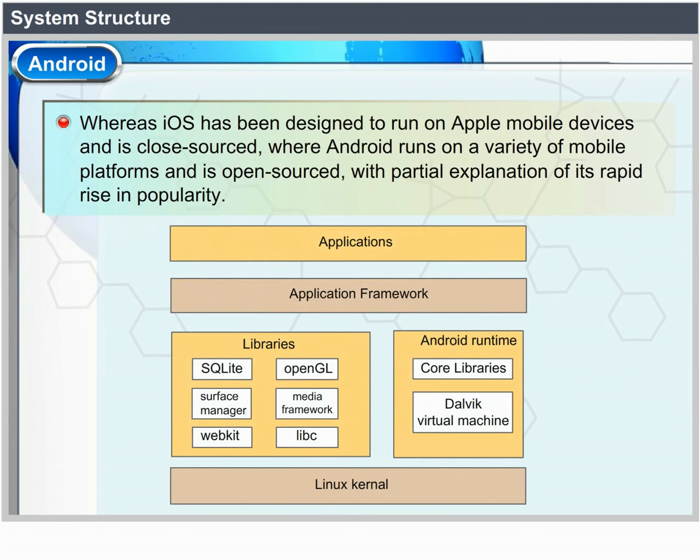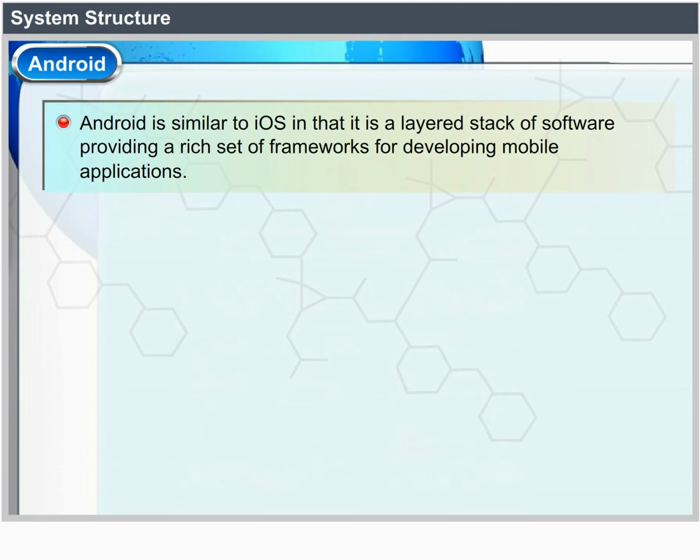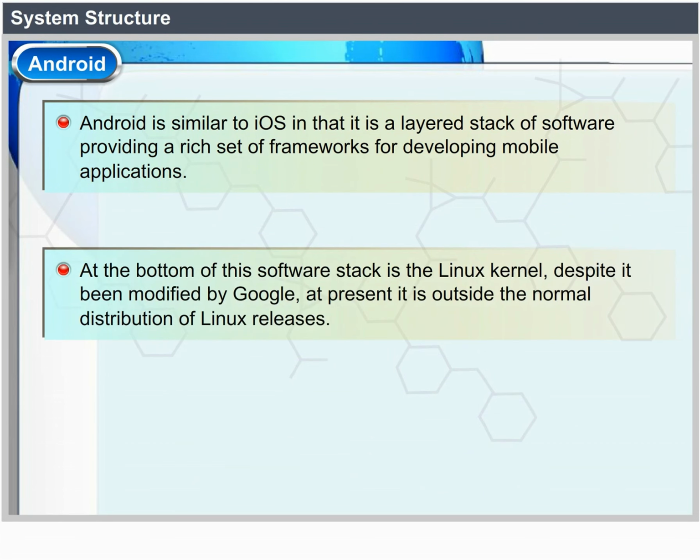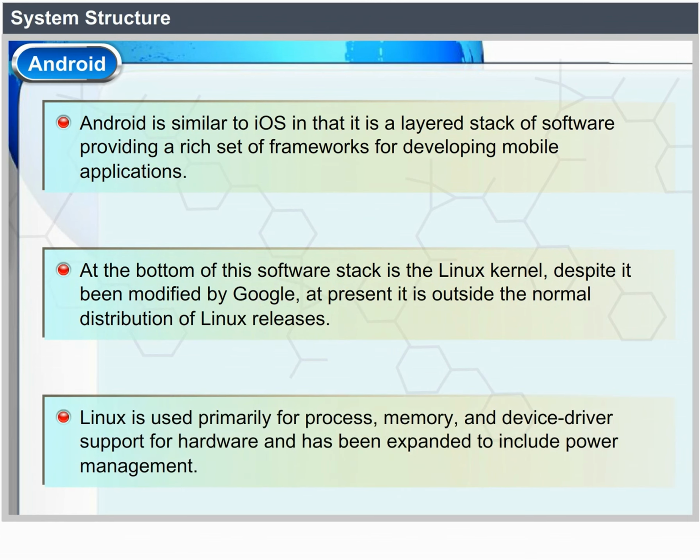The structure of Android appears in the figure below. Android is similar to iOS in that it is a layered stack of software that provides a rich set of frameworks for developing mobile applications. At the bottom of this software stack is the Linux kernel, although it has been modified by Google and is currently outside the normal distribution of Linux releases. Linux is used primarily for process, memory and device driver support for hardware and has been expanded to include power management.